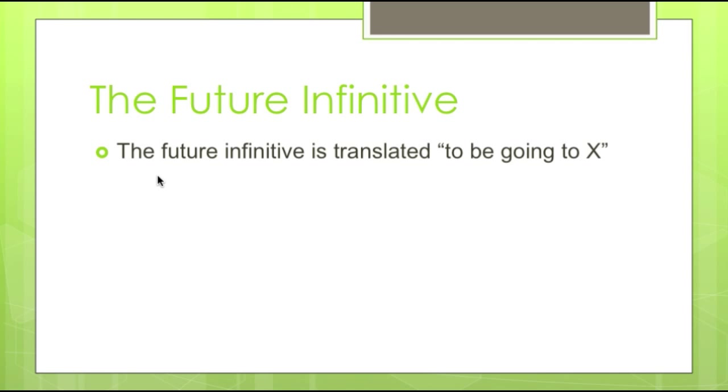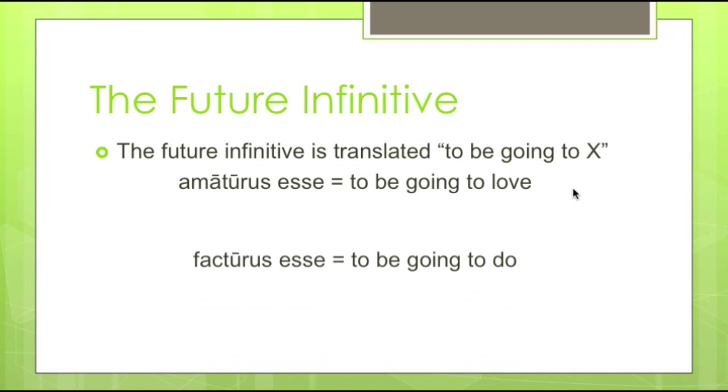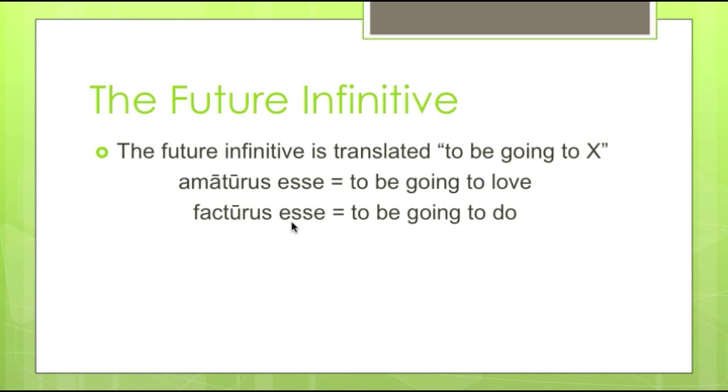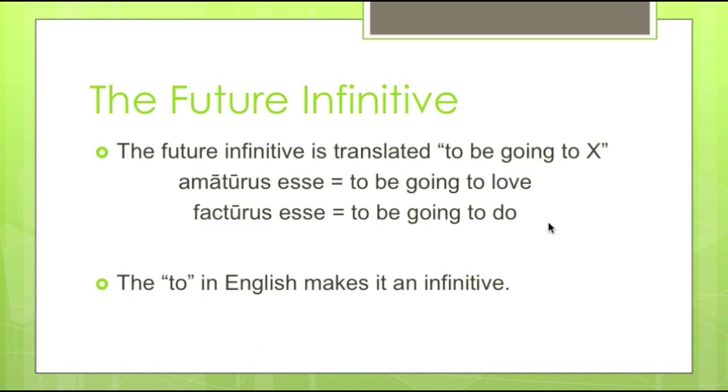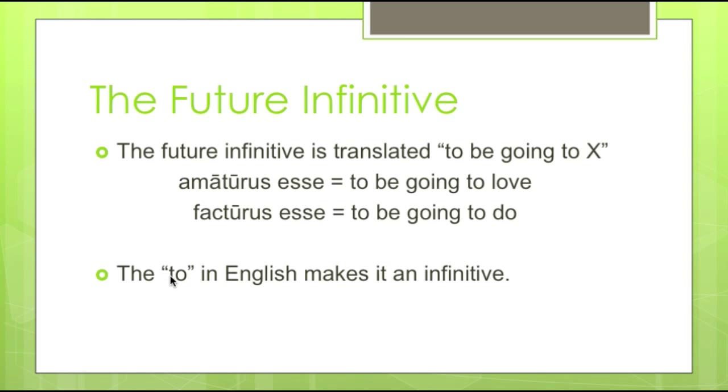The future infinitive is translated to be going to X. For example, amaturus esse, the future infinitive of amo, means to be going to love. Facturus esse, the future infinitive from facio, means to be going to do. By the way, once again, the to in the English makes it an infinitive. So these to's here are used to make an infinitive. And the going to makes it future. Going to is an alternate way in English of expressing the future tense.